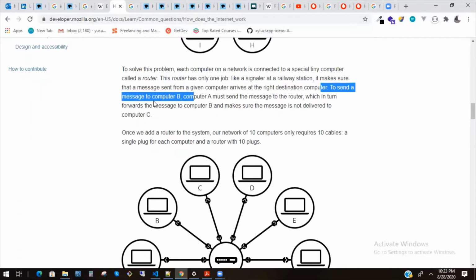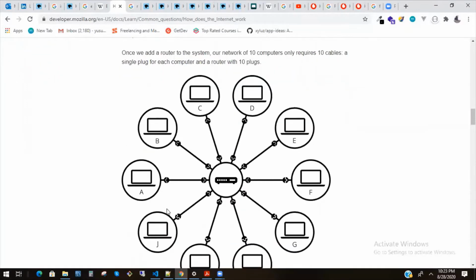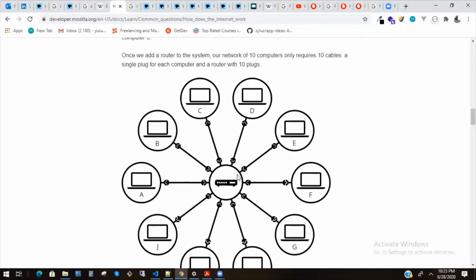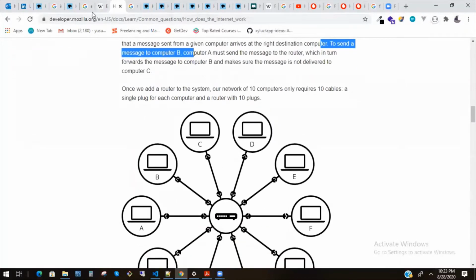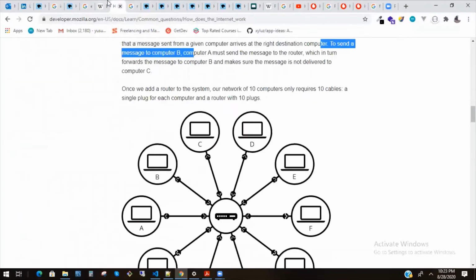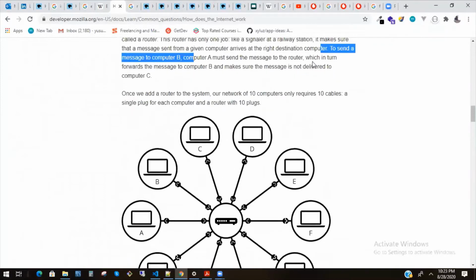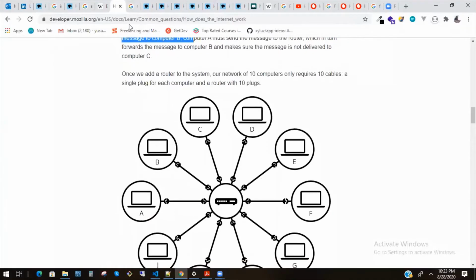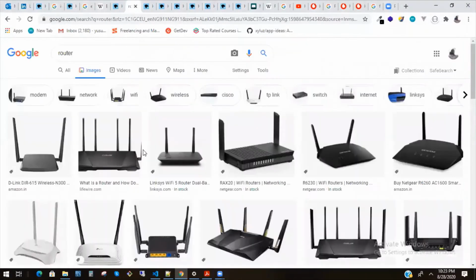To send a message to computer B, computer A must send the message to the router. So this is it here. A sends information to the router, the router sends it on, and sends the information back. So instead of having a system that is messy like this, you have something like this through the use of a router. So that's the job of a router. You can see a case study of a router. This is how it looks.